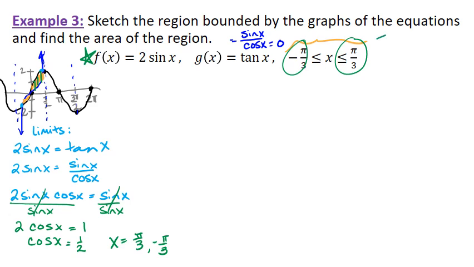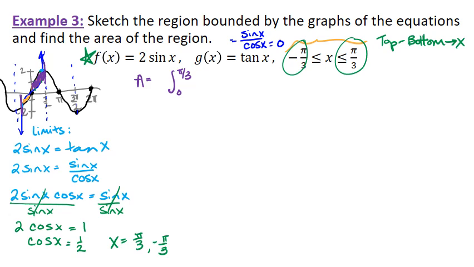So since we're going to do top minus bottom, everything is in terms of x. Now we can do this one of two ways. We can integrate the entire function from negative pi over 3 to pi over 3, or we can use symmetry. So I'm going to show you how we can do this using symmetry. If I want to find the area of this, I can integrate from 0 to pi over 3, and that will give me the area of just this here.